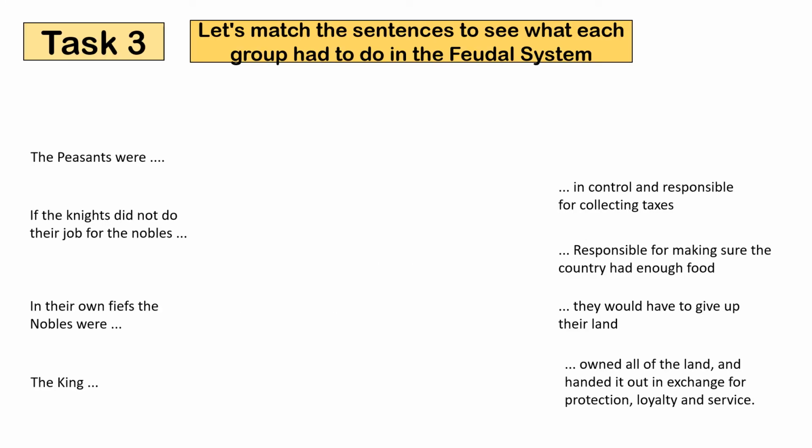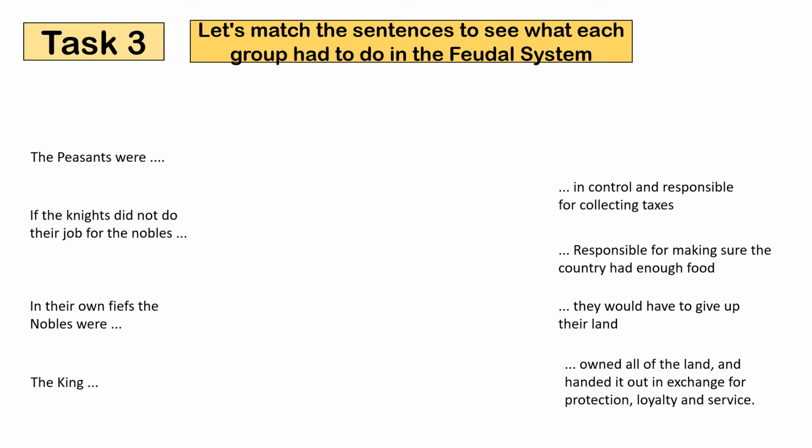Okay, so in our task 3, we are going to match some sentences to see what each group had to do in the feudal system. So I'm going to read out all of these parts of the sentences, and then it's going to be your job to write on your piece of paper the correct matches.